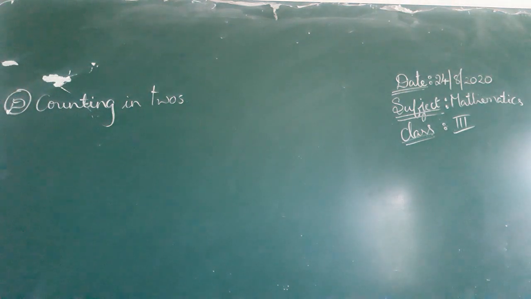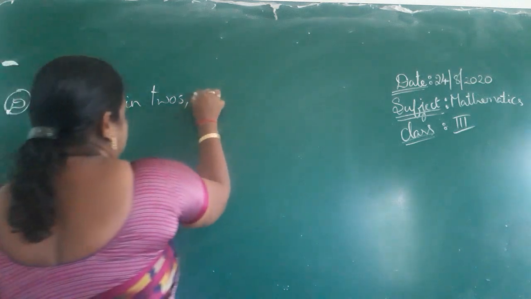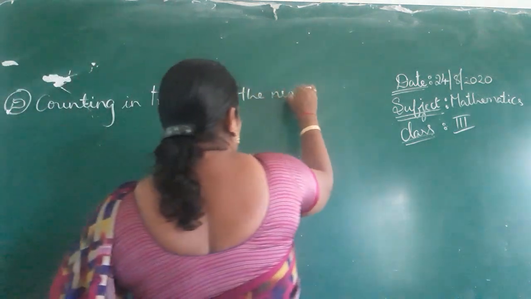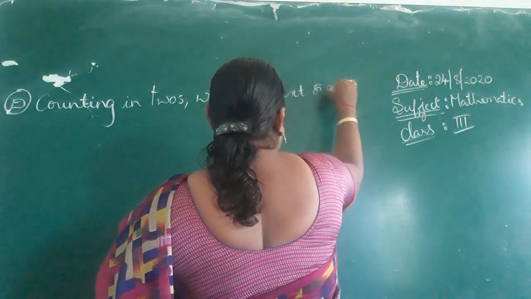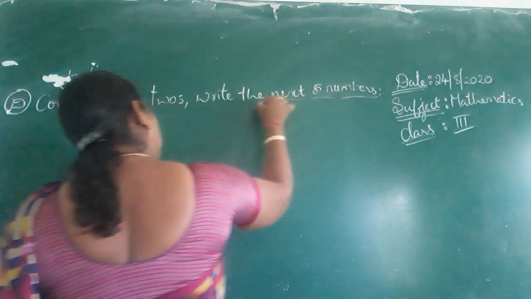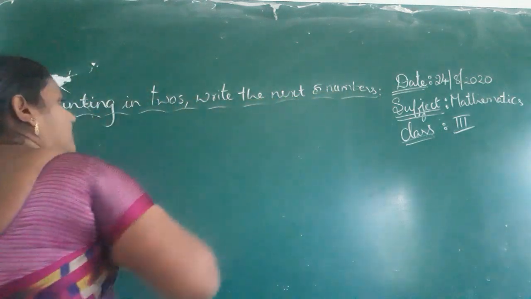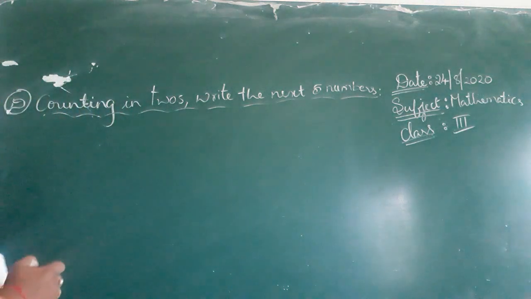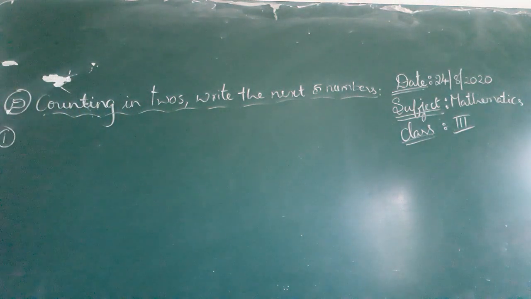Counting in twos. Write the next 5 numbers. That means basing on the given number, you have to write the missing numbers using the number given. Okay? So how will you write? See the first one in that.